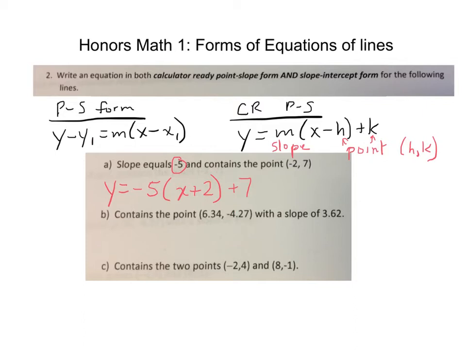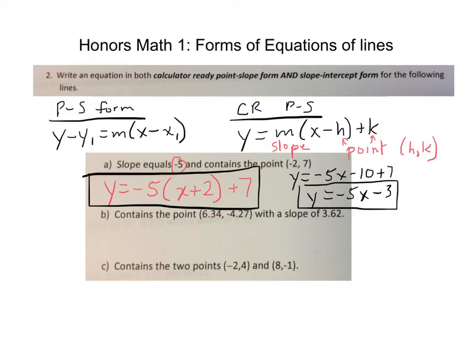Okay? Now, if you want to take that and change that to slope-intercept form, it's really easy because all you do is multiply this out and simplify. So if I multiply this out here, I would get y equals -5x minus 10 plus 7. And that would be y equals -5x minus 3. Slope-intercept, point slope.